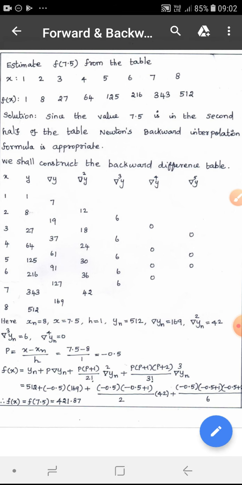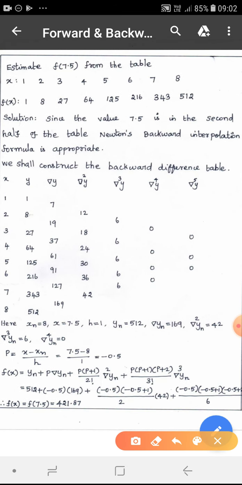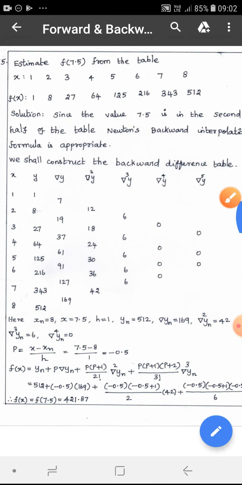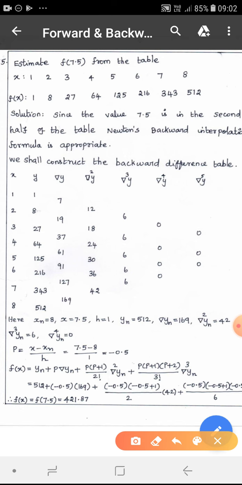So the third column, first order difference. Look at the second column, go for succeeding value minus preceding value. So it is 8 minus 1, which is 7. Then 27 minus 8, which is 19. Then it is 64 minus 27, which is 37. 125 minus 64, which is 61. Succeeding value minus preceding value. This is what you have to calculate.